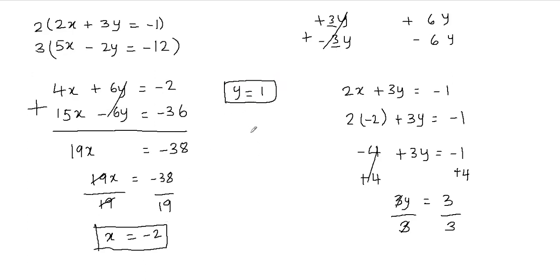Now we're going to write our solution in the form of an ordered pair. Remember that we put our x-coordinate first and then the y-coordinate, right? The x-coordinate is negative 2 and the y-coordinate is positive 1. So the solution to the system of linear equations is negative 2 comma 1. And when we graph these two equations, the lines will intersect at the point negative 2 comma 1, and this is the solution for this system of equations.